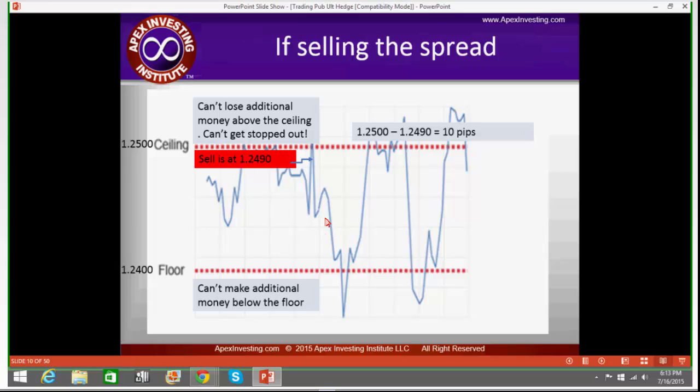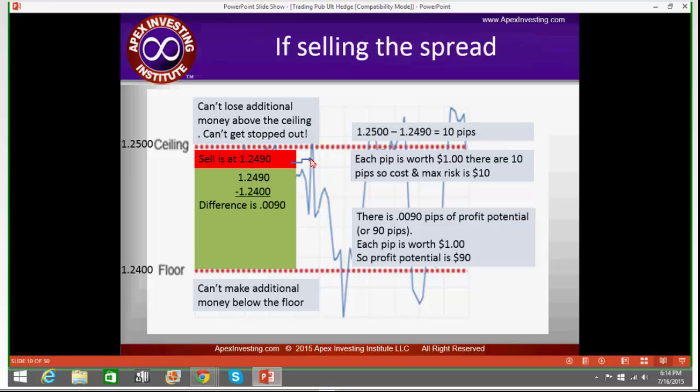So let's look at an example here. Let's kind of piece this together. If you sold at 1.2490 and the ceiling is at 1.2500, what's the difference? 10 pips. So if you sold and the market went against you, say 100 pips, you can only lose 10 pips because you don't lose past the ceiling. Each pip is worth $1. There are 10 pips, so the max risk is $10, no matter how far against you it would go in this sell situation.